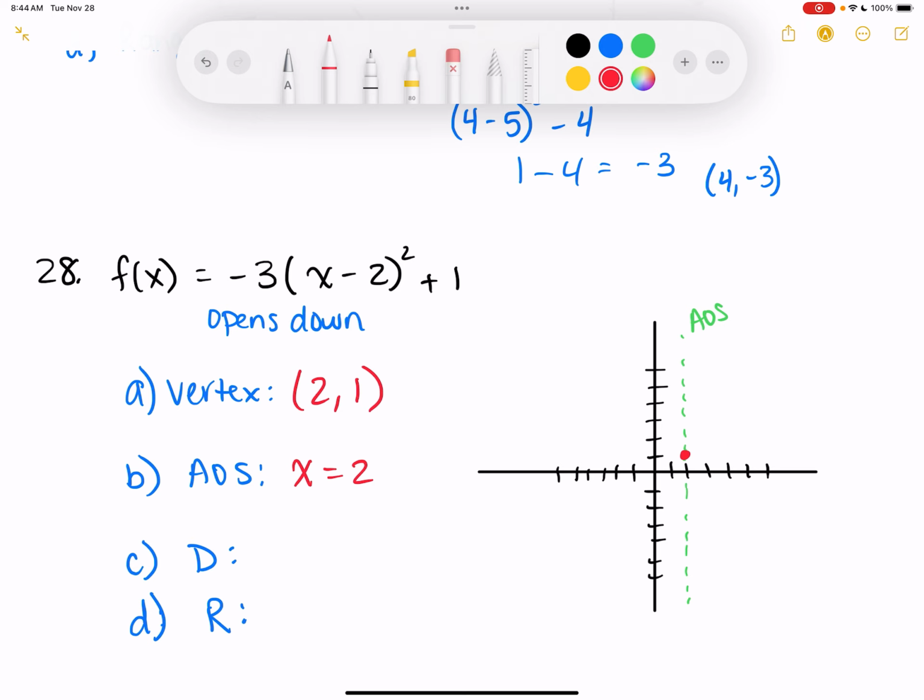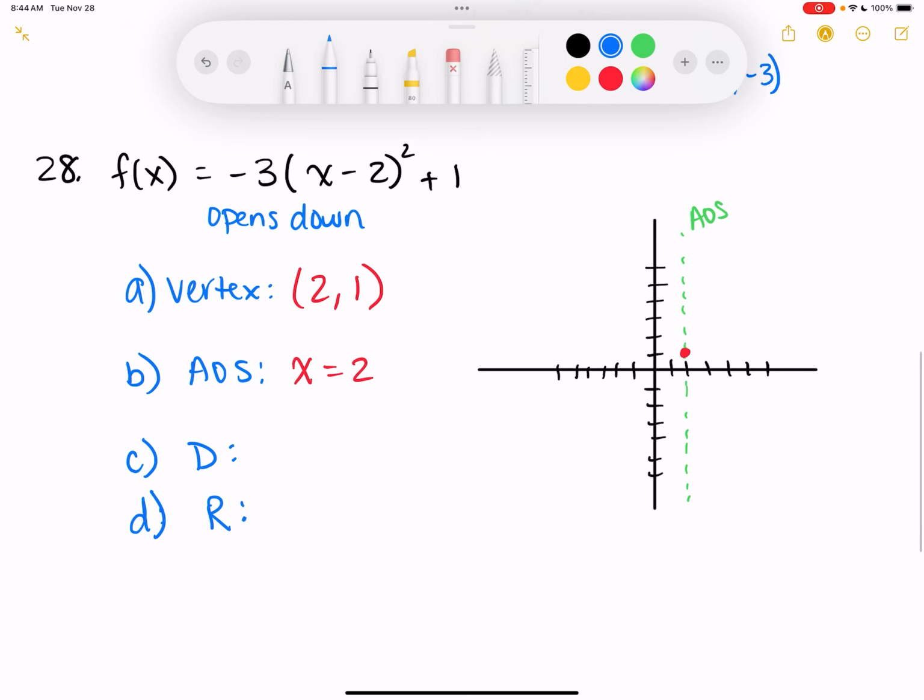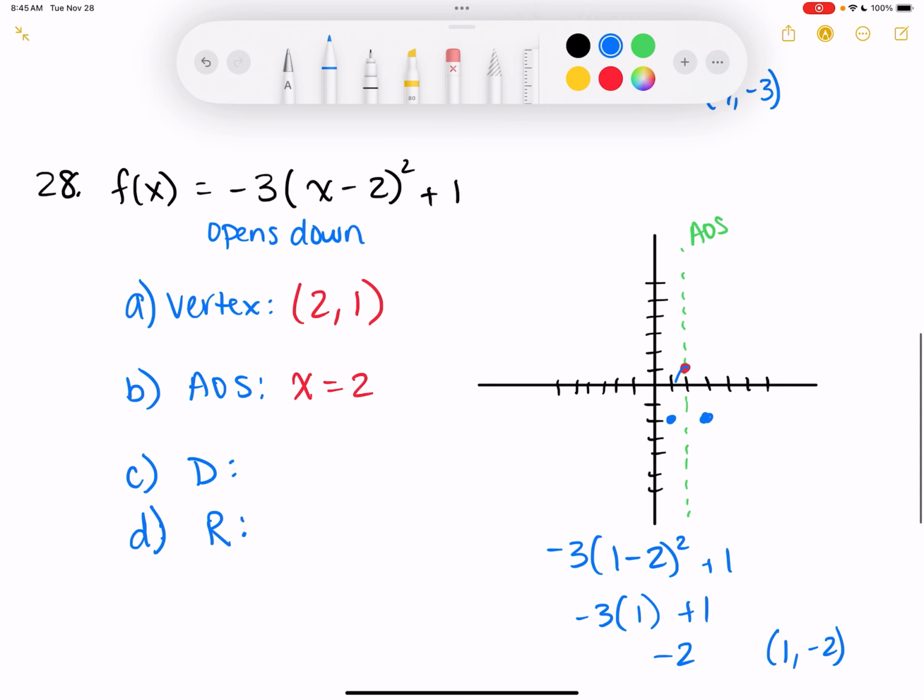So I plug in 1. I have negative 3 times 1 minus 2 squared plus 1. So that's negative 3 times, let's see, that's negative 1 squared, which is just 1, plus 1. So negative 3 plus 1 is negative 2. So I have a point at 1, negative 2. So 1, negative 2, I've got a point here. 1 away on the other side, I've got a point. And then connect the dots.